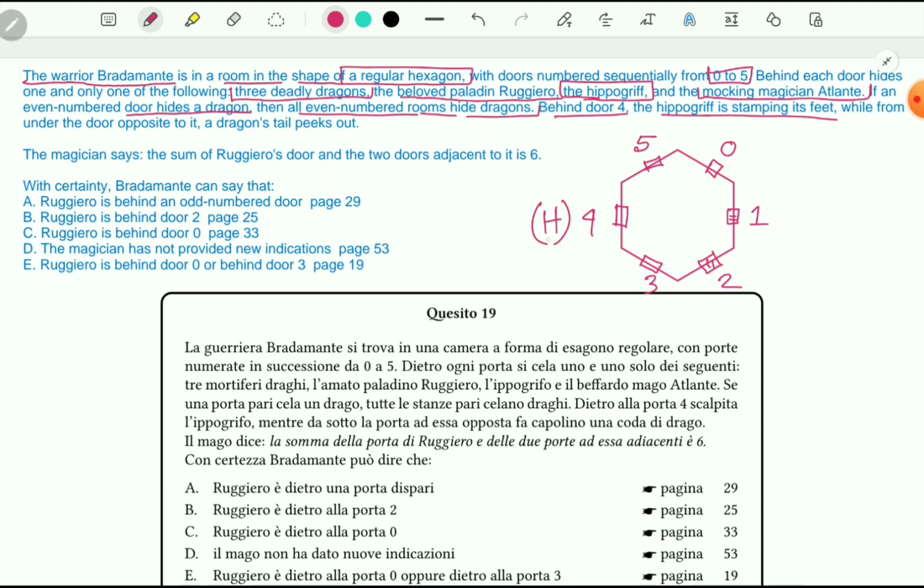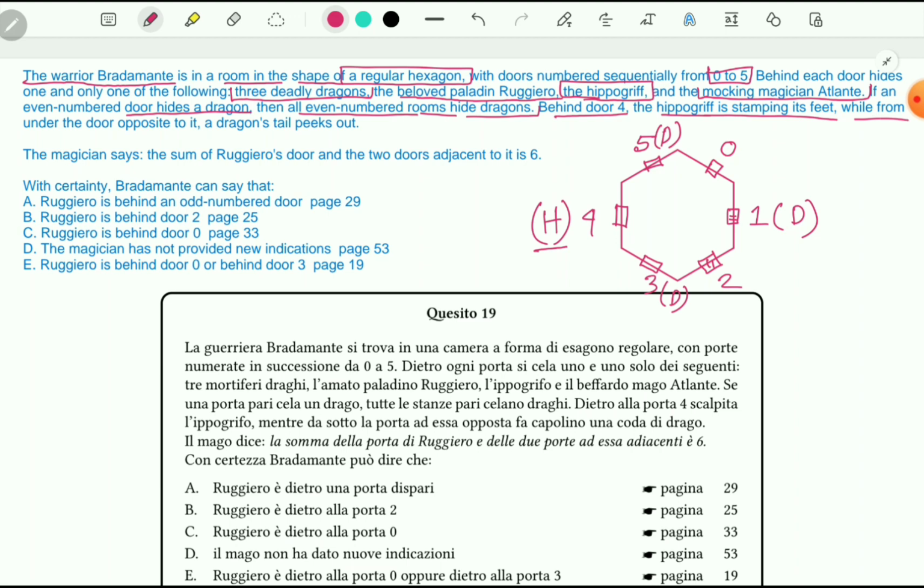As the later statement said that the hippogriff is stamping its feet behind door number 4, that means there is no dragon there, so the dragon must stay behind the odd numbered doors.